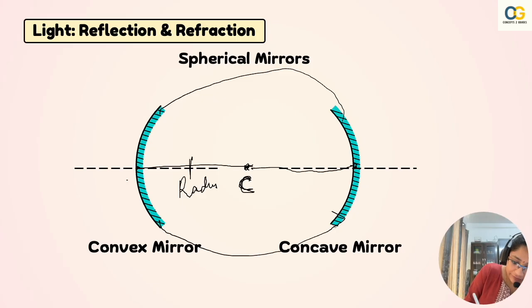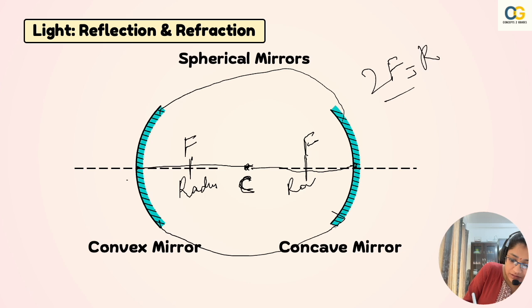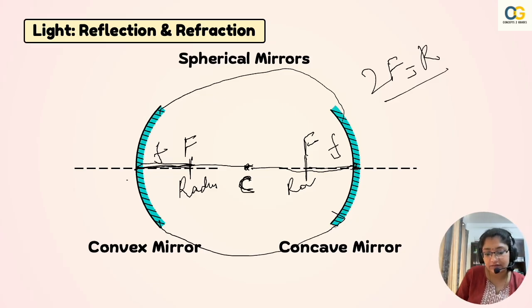And at half of this distance, you have a point called focus point at half of the radius of curvature. That is, 2 times F will be equal to R. So this distance, half of the radius of curvature, is called the focal point, and the distance from the mirror to the focal point is called the focal length, right? Represented by small f. Now, why is it called the focal point, or what is it half is?